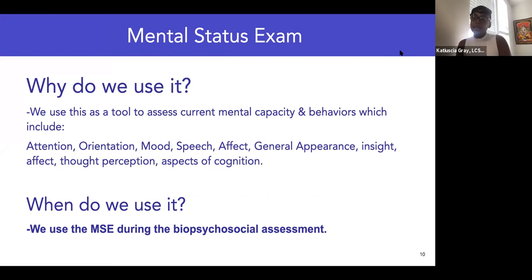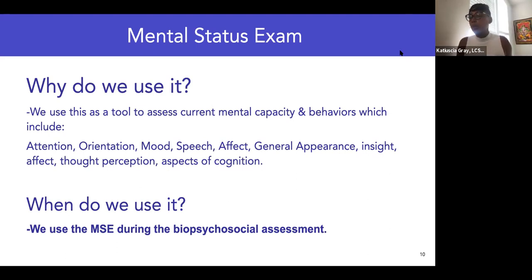The mental status exam is a tool to assess current mental capacity and behaviors. That includes how is this person's attention in this session? How are they oriented? How is their mood, their speech, their affect? How is their appearance? How do they look coming to this office? Are they a little disheveled? Is their hair disheveled? Maybe they have crumbs on their face, or a little odor.